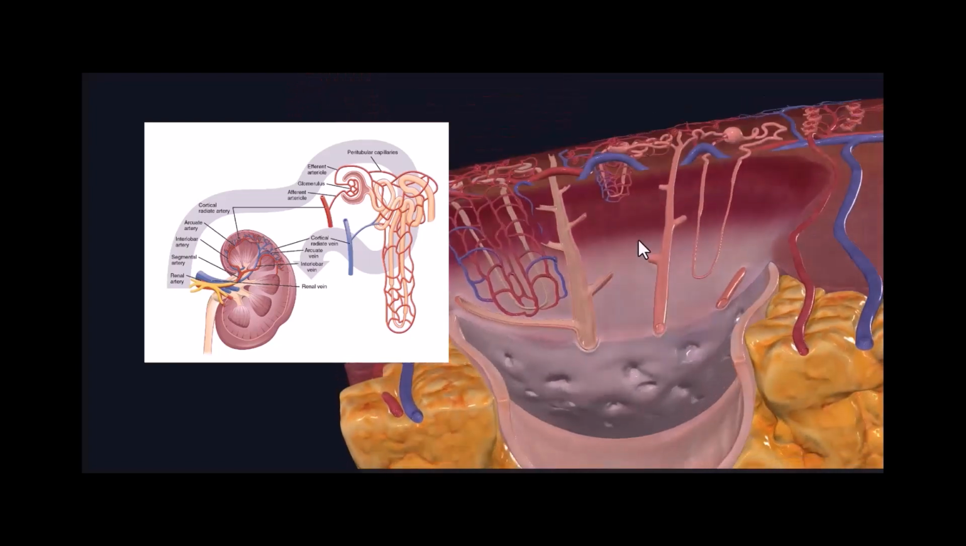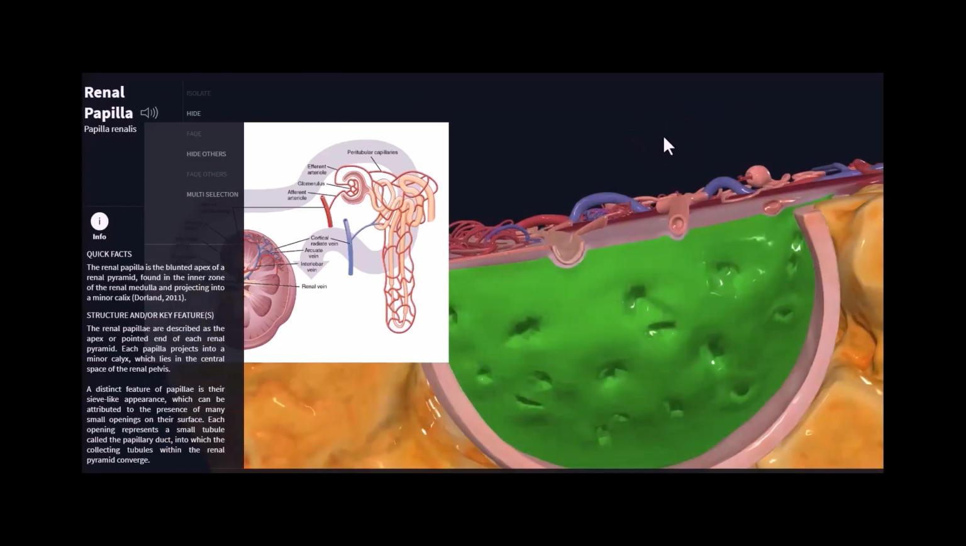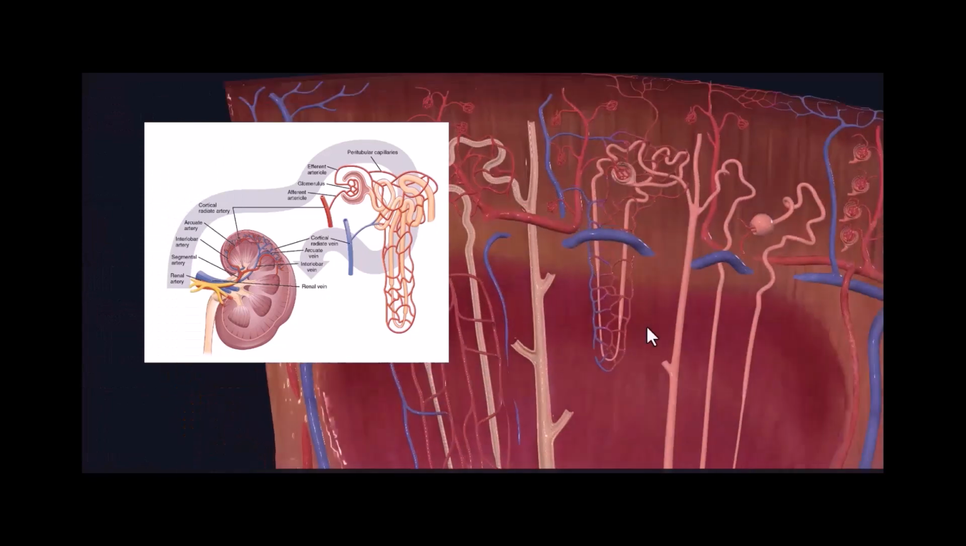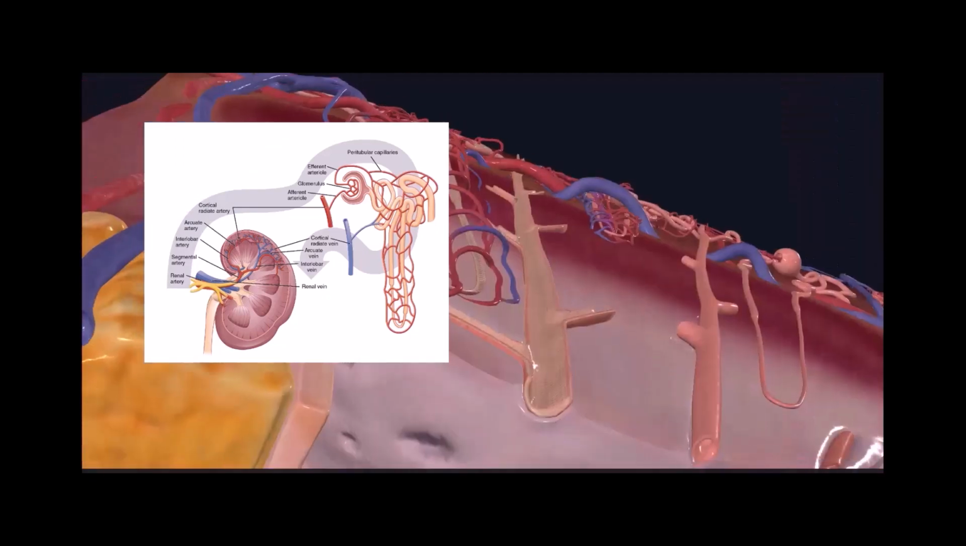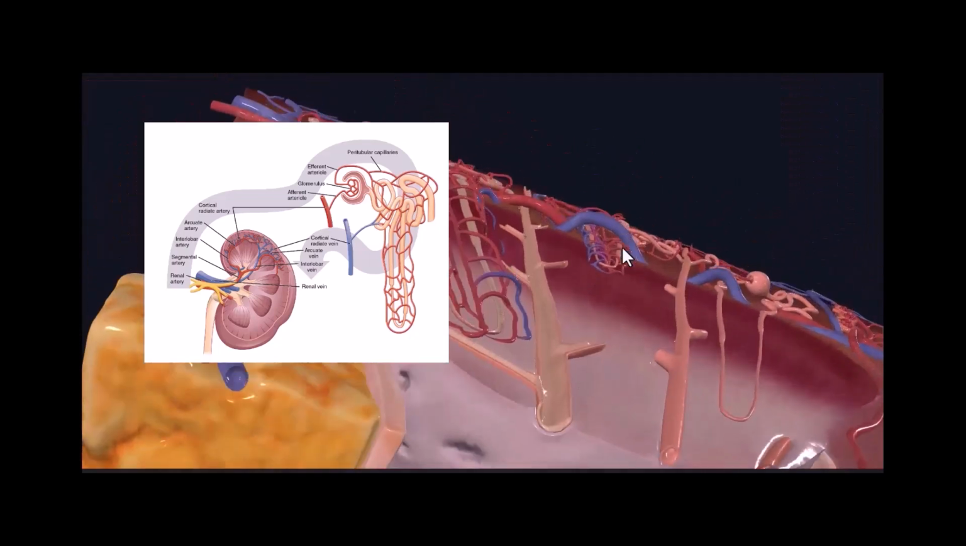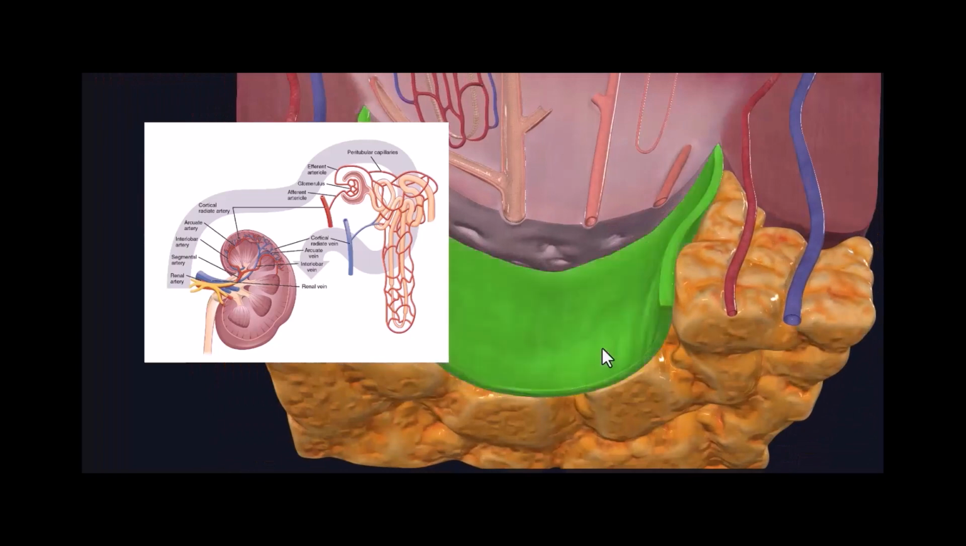And if we look in the bottom portion, we can see the papilla. So we have the papilla of the renal system. That is going to filter this filtrate even more, and it's going to shoot it out into the calyx. So here in the bottom portion we have the minor calyx.